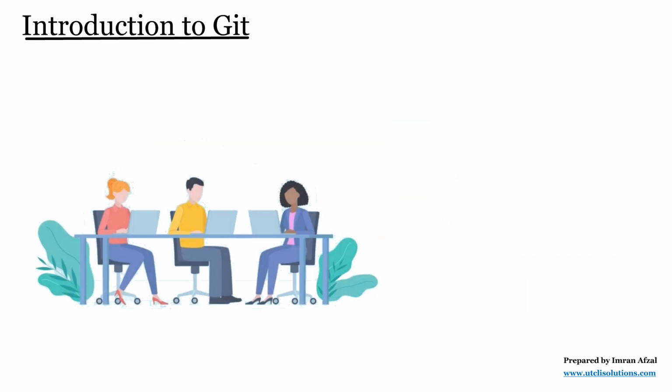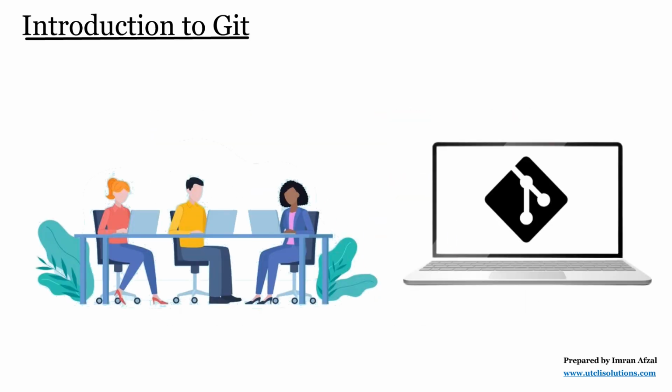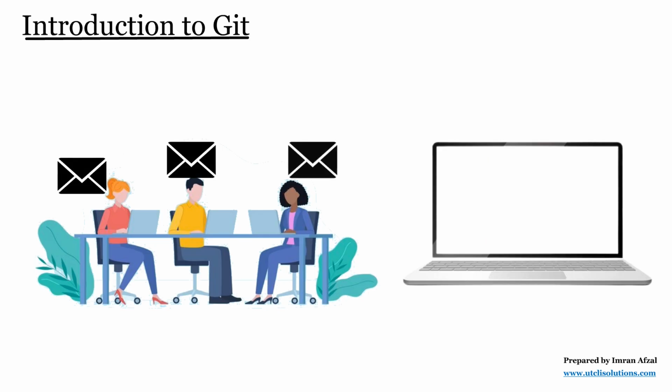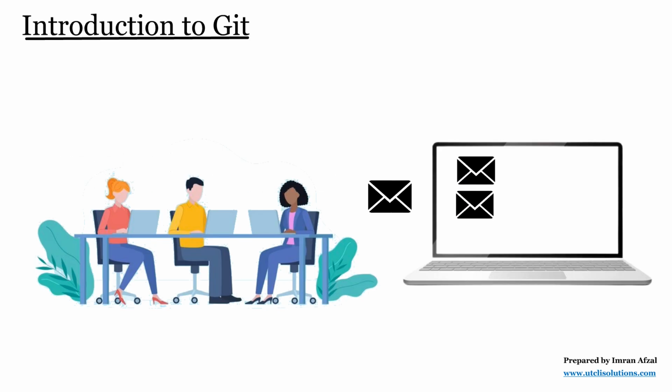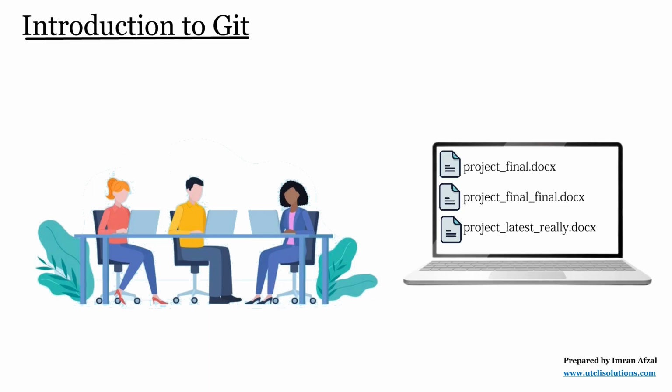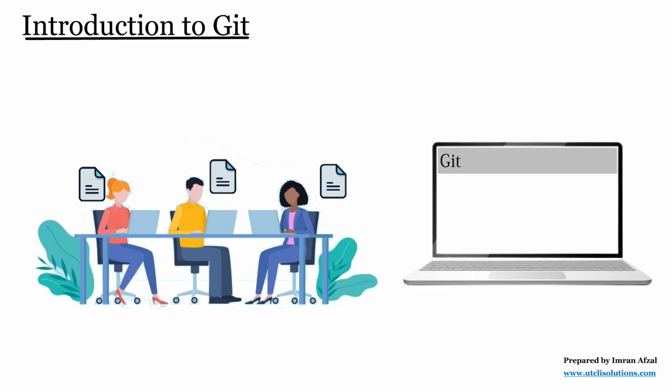Suppose three friends are working together on a project. Git allows all of them to edit files at the same time and then combines their work. Without Git, they would have to send files by email and rename them, which is very confusing. With Git, each friend has their own copy of the project saved on their computer, and they can freely make changes without disturbing the others.